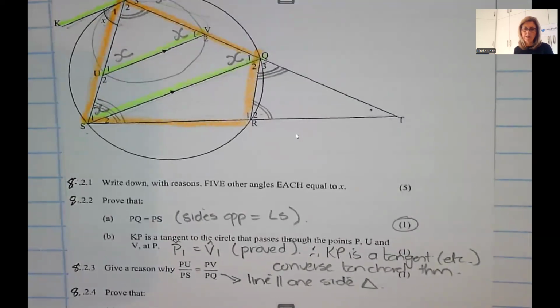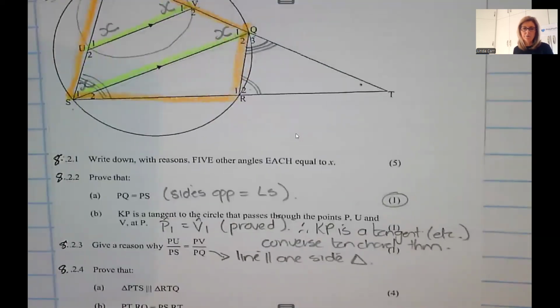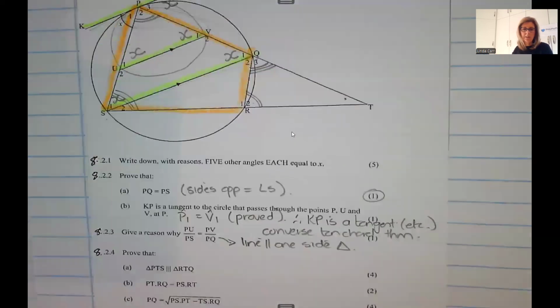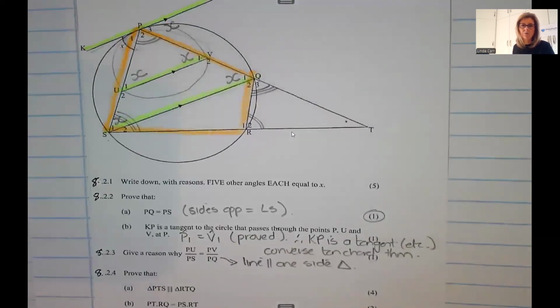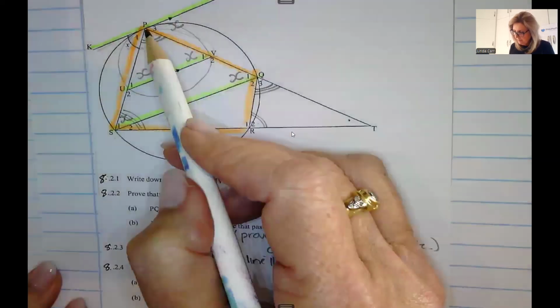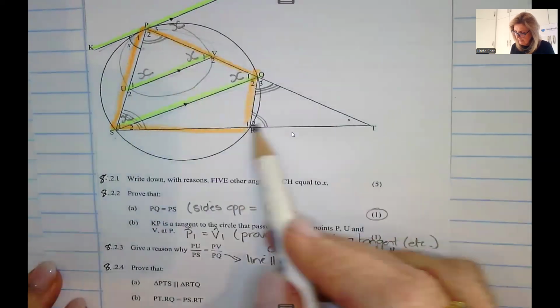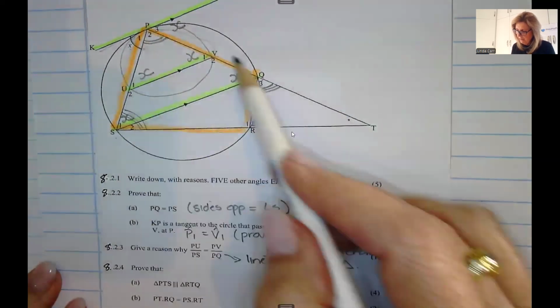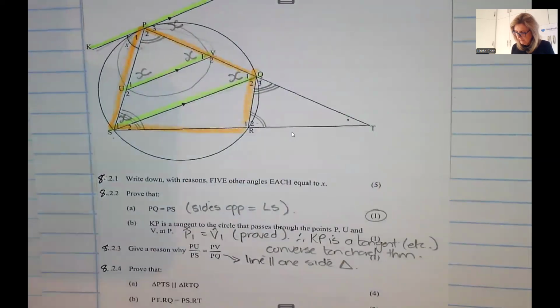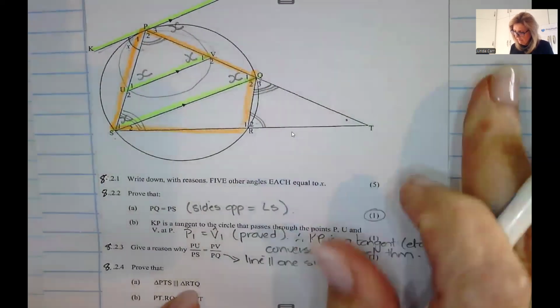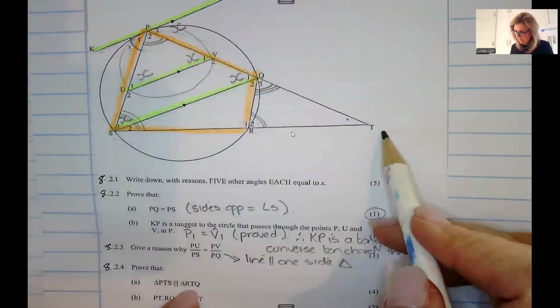question. Now we must prove that triangle PTS is similar to RTQ. Let's have a look at that. PTS, so the big triangle, is similar to RTQ, this little one. Okay.